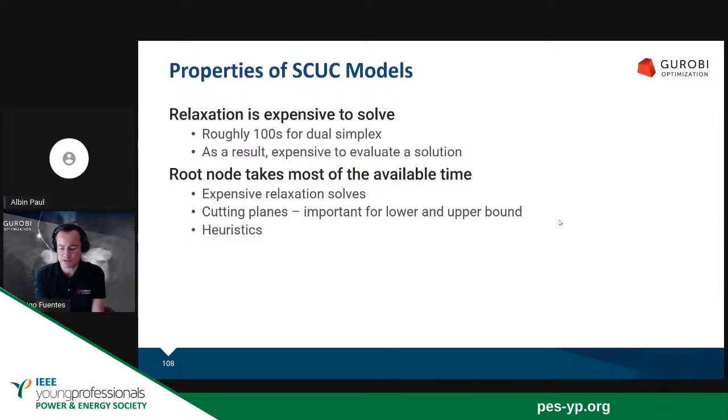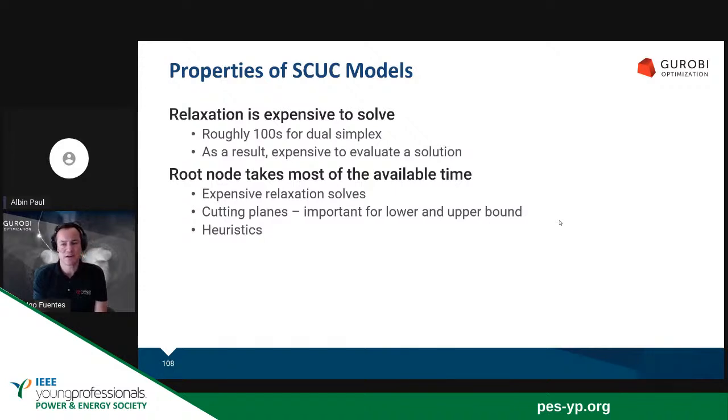We can find a solution that is pretty good, but the MIP gap is 10%. Then we can spend some time trying to lower that gap and say, okay, this solution is within 1%. I know it's within 1% of the best I can do. I'm going to stop now. To get to that point, it can take some time.